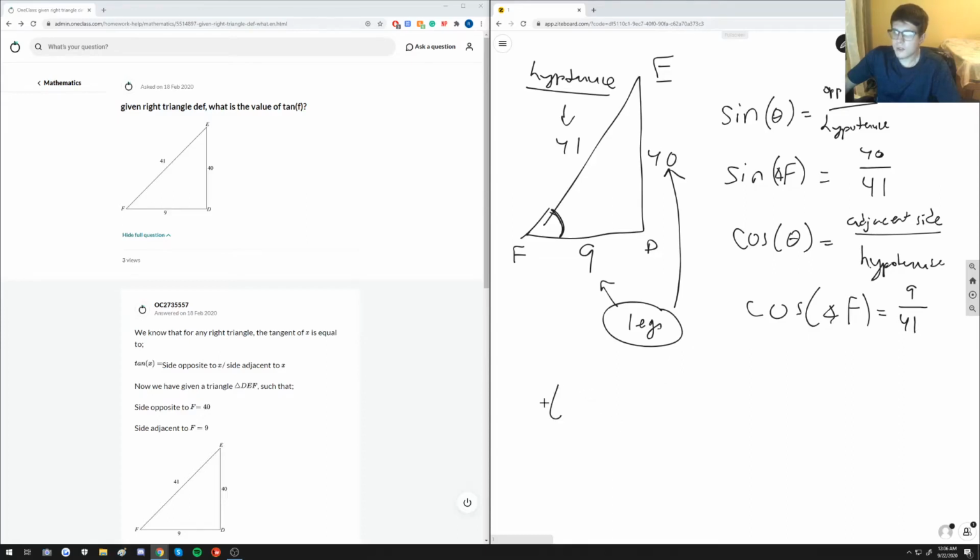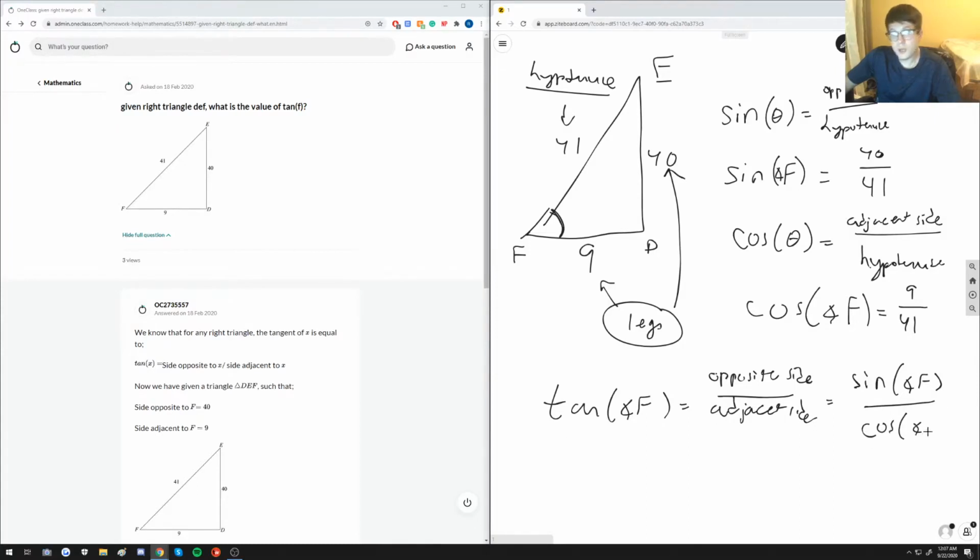And now the tangent of angle f, finally, is the opposite side divided by the adjacent side. In other words, it's actually just sine of the angle over cosine. So you can do this either way. Obviously, this way that I'm boxing right here is more complicated. You would have to calculate sine and cosine. I would not recommend doing that, but I just thought it would be important to go over those concepts.